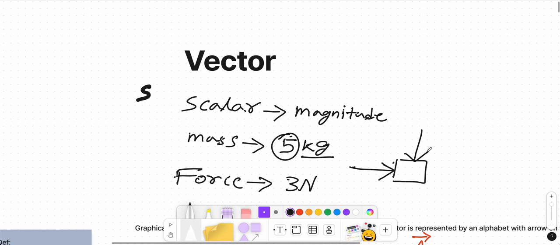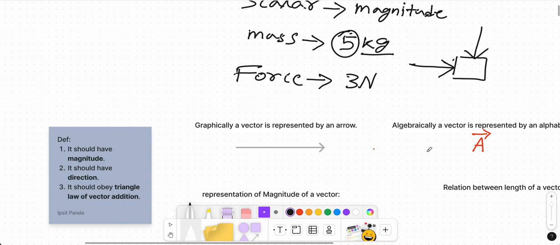Let me go to the definition of vector. Now as it is written here, the definition of vector is: it should have magnitude, it should have direction, and it should obey the triangle law of vector addition. Now you understand what is magnitude and what is direction, but the triangle law of vector addition you will understand just after some time. I will discuss it.